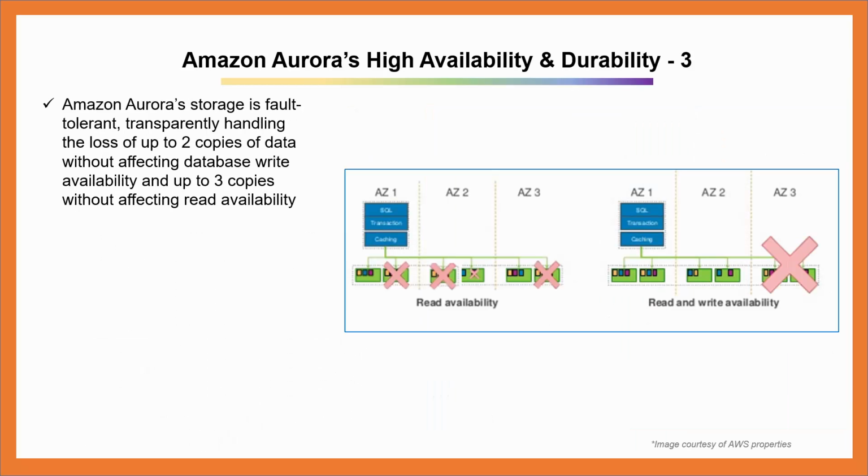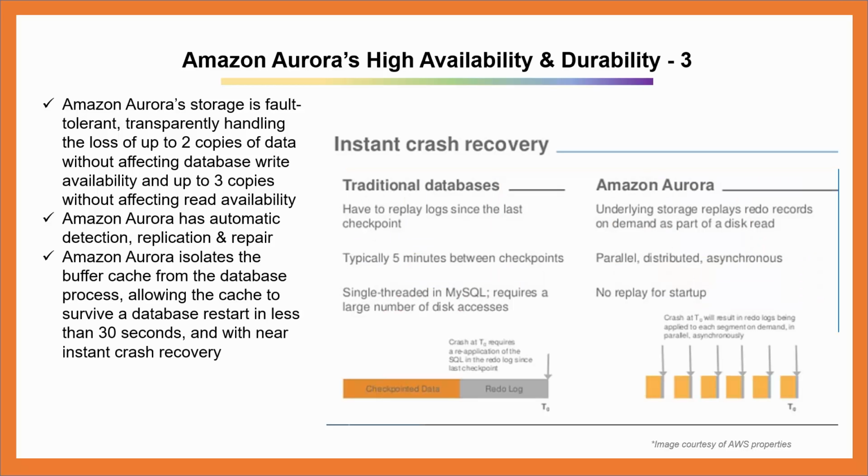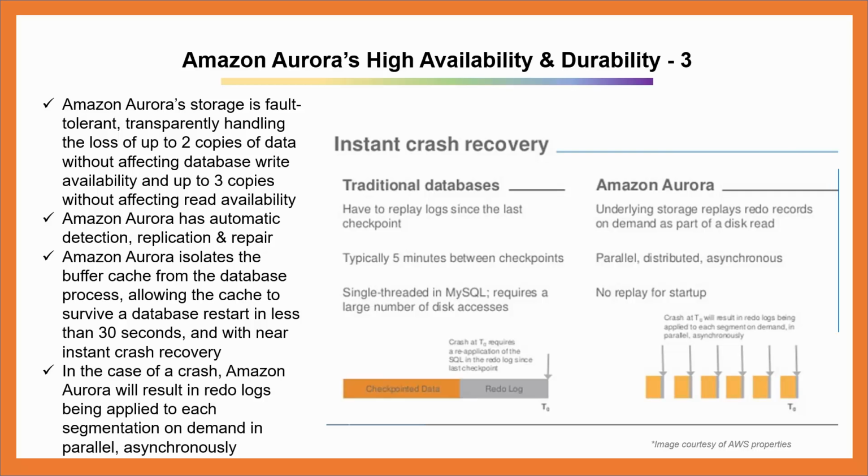Amazon Aurora's storage is fault tolerant, transparently handling the loss of up to 2 copies of data without affecting database write availability, and up to 3 copies without affecting read availability. Amazon Aurora has automatic detection, replication, and repair of storage nodes. Amazon Aurora isolates the buffer cache from the database process, allowing the cache to survive a database restart in less than 30 seconds and with near instant crash recovery.